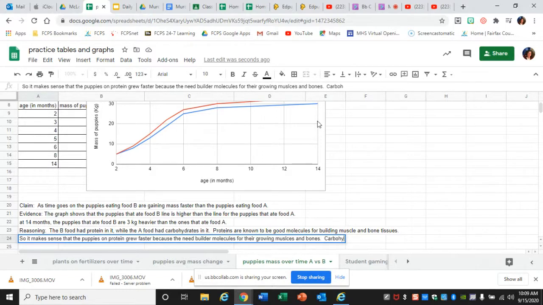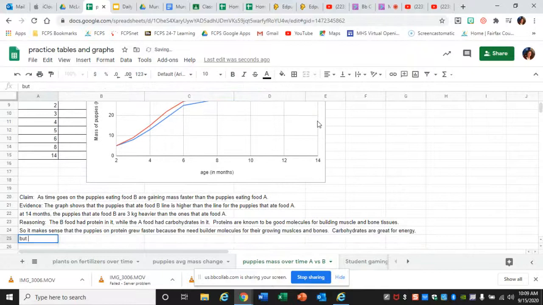Continue. Carbohydrates are great energy, but less good for building body tissues. Luke Hoffman, brilliant. I like what he's thinking.